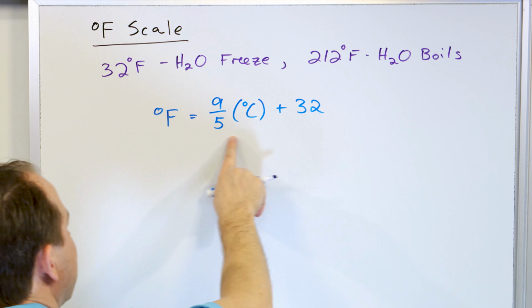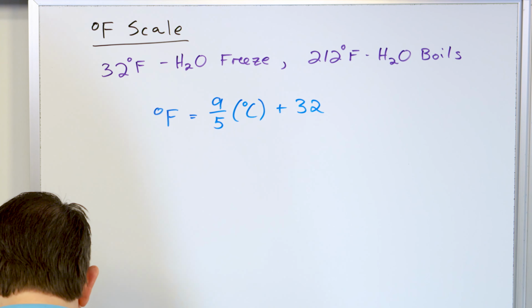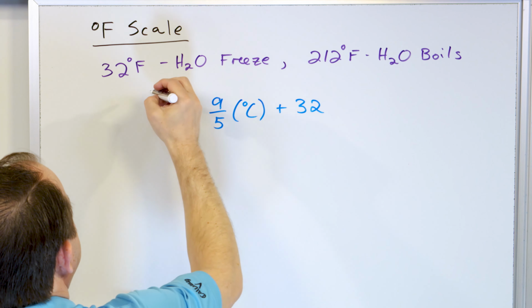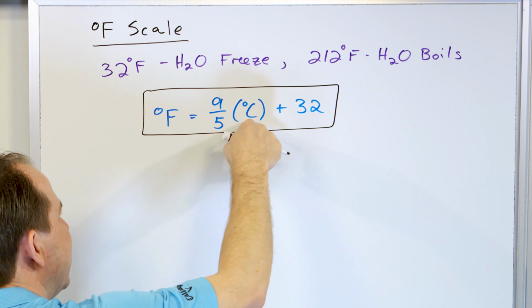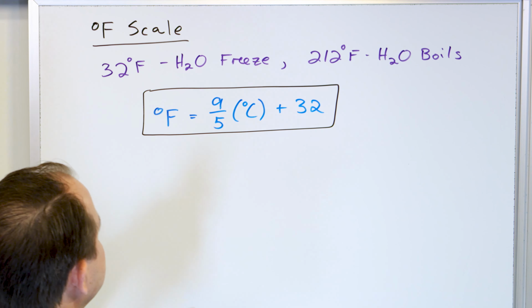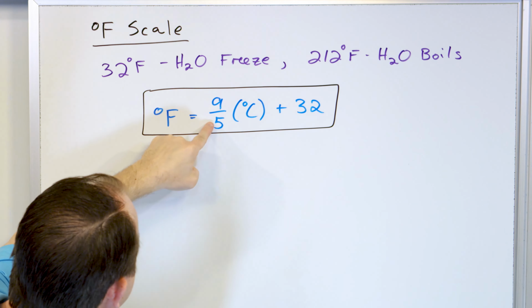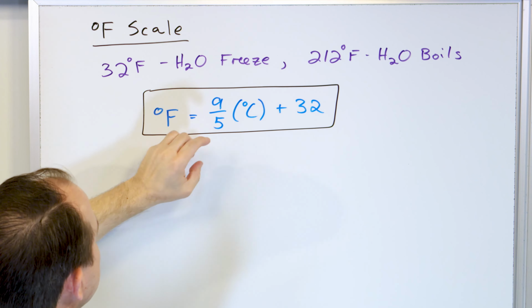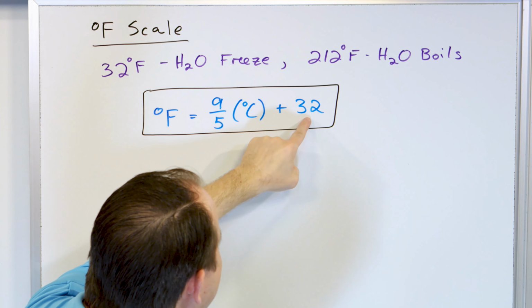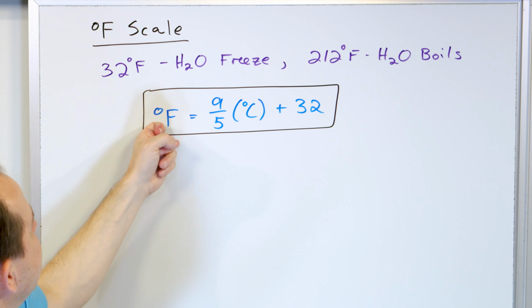I'm going to talk about why it is the way it is right here. But all you really need to know is if you know some temperature in Celsius, you put it into this equation, you multiply by 9, divide by 5, which is the same thing as multiplying by the fraction 9/5. Whatever you get as an answer, you have to add 32 degrees to it. Then you're going to get Fahrenheit.